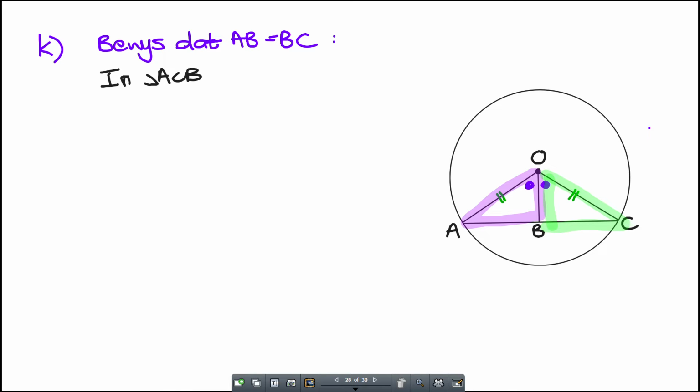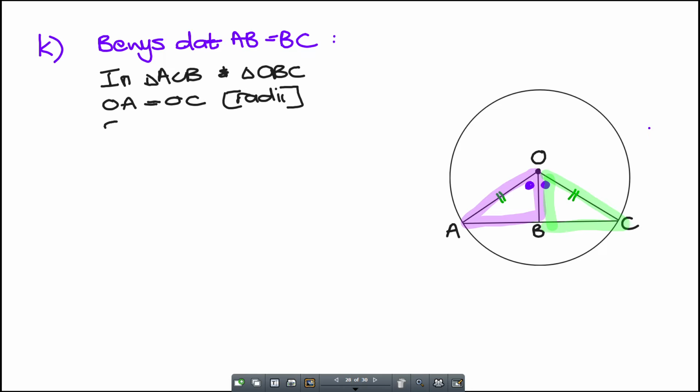AOB en driehoek OBC. And remember over here, order doesn't really matter yet. Okay, so we know that OA is equal to OC. En jou rede daar is radiusse, né? Radii.